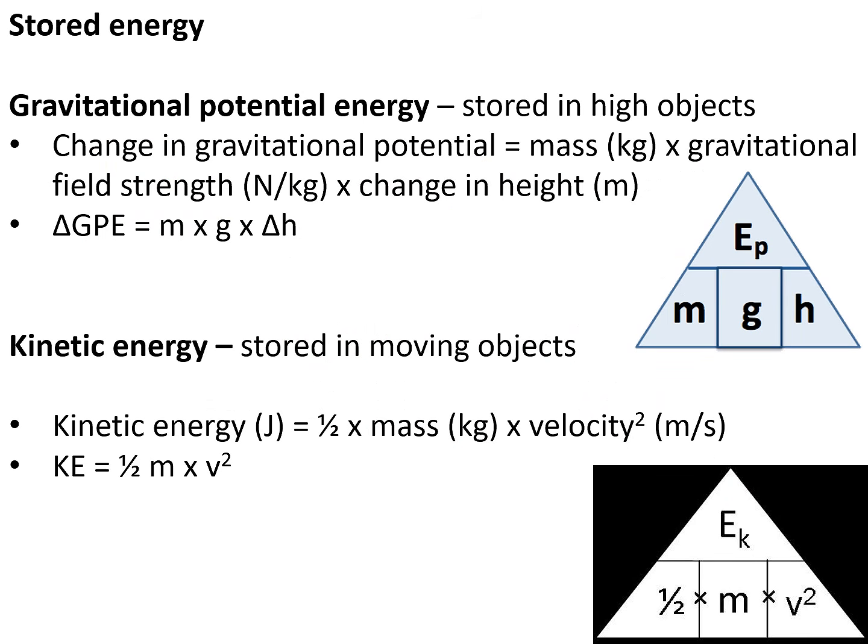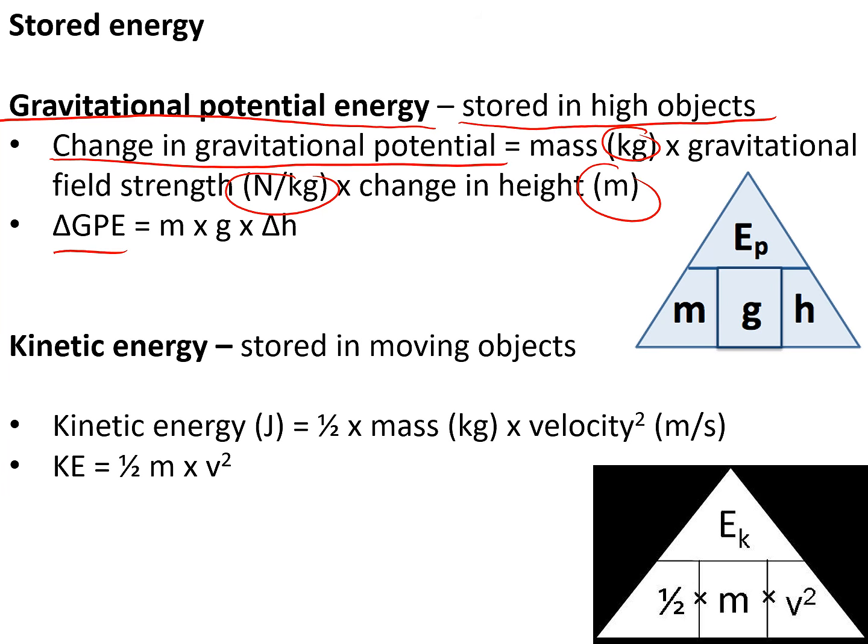So, stored energy. Gravitational potential energy is energy stored in objects based on their height, and the change in gravitational potential energy, so delta GPE, equals the mass in kilograms times the gravitational field strength times the change in height. So delta GPE equals m times g times delta h. Remember that the delta sign means change. Remember also the gravitational field strength on Earth is 10 newtons per kilogram.